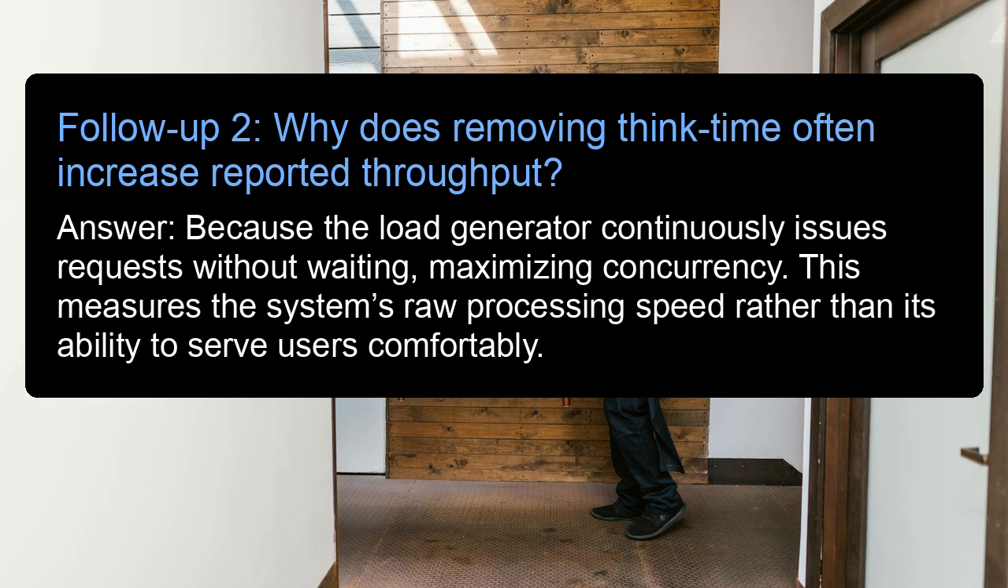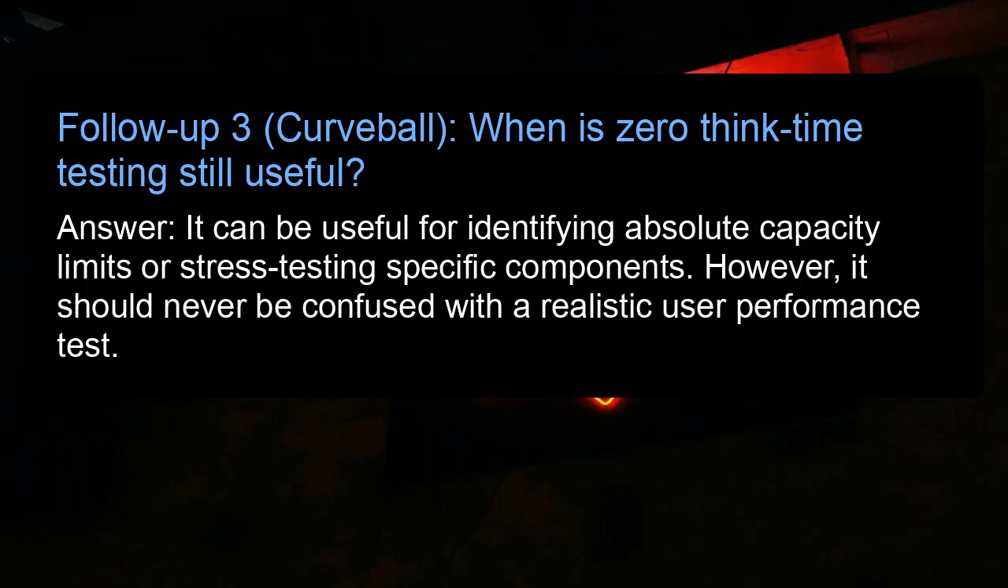Follow-up 2. Why does removing think time often increase reported throughput? Answer: because the load generator continuously issues requests without waiting, maximizing concurrency. This measures the system's raw processing speed rather than its ability to serve users comfortably. Follow-up 3. Curveball. When is zero think time testing still useful? Answer: it can be useful for identifying absolute capacity limits or stress testing specific components.